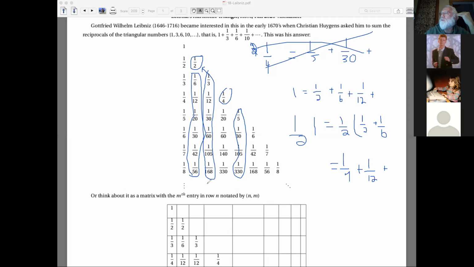And so the way you want to think about this is really it's a computational device. It's a way to find series and a way to sum series.